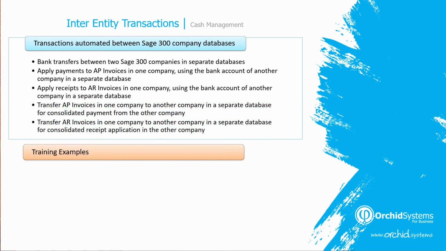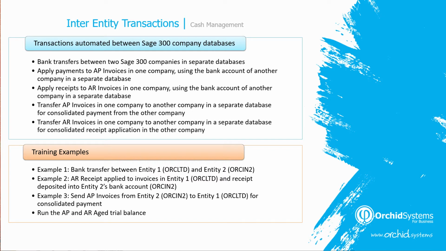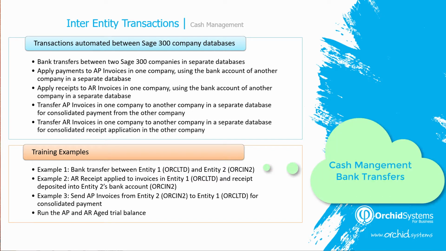To illustrate this, we're going to do 3 examples. We're going to do a bank transfer between Entity 1, Orc Limited, and Entity 2, Orc Inc.